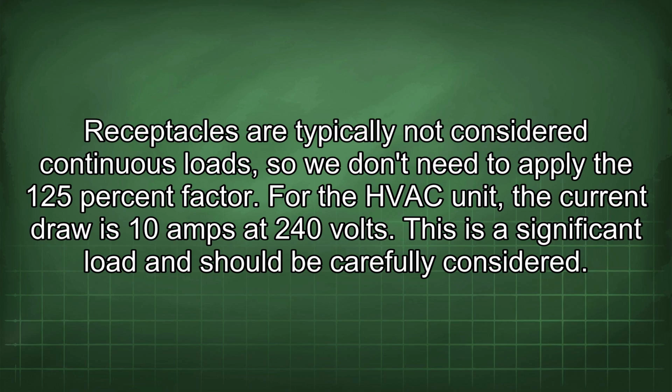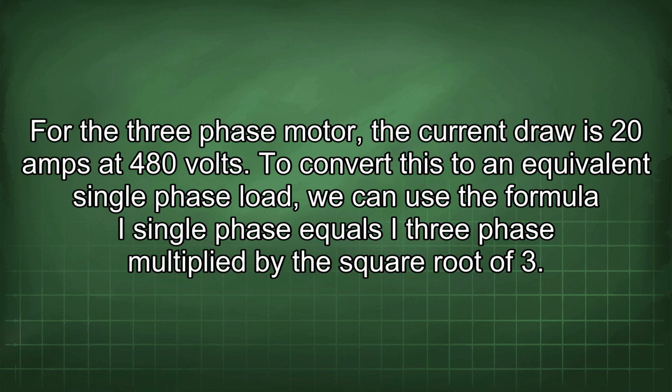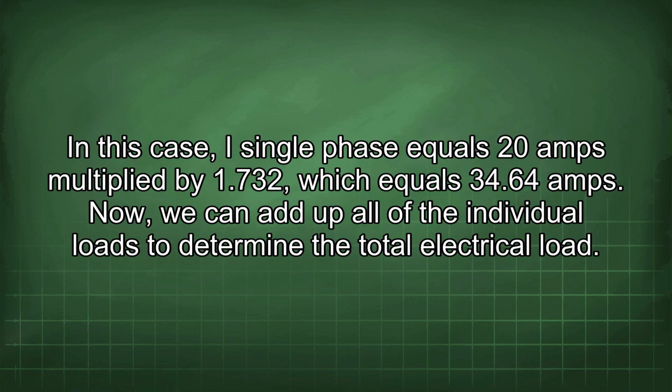For the HVAC unit, the current draw is 10 amps at 240 volts. This is a significant load and should be carefully considered. For the three-phase motor, the current draw is 20 amps at 480 volts. To convert this to an equivalent single-phase load, we can use the formula I single-phase equals I three-phase multiplied by the square root of 3. In this case, I single-phase equals 20 amps multiplied by 1.732, which equals 34.64 amps.